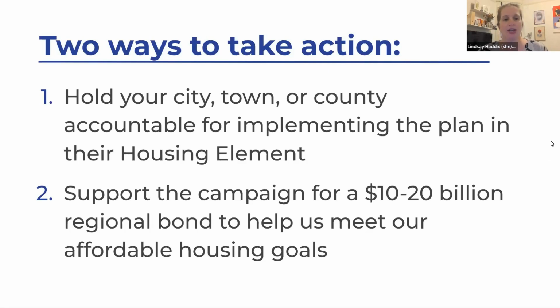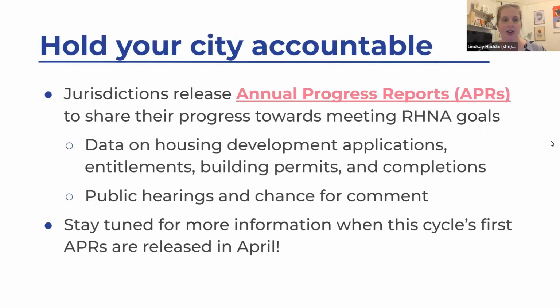So how you can make sure that your city, town, and county are following the plan that they outlined in their housing element is to check in on their annual progress reports. Every city, town, and county has to produce this report annually, which shows their data on housing development: how many applications they've received, how many sites have gone through entitlement, how many building permits have been granted, and how many sites have completed construction.